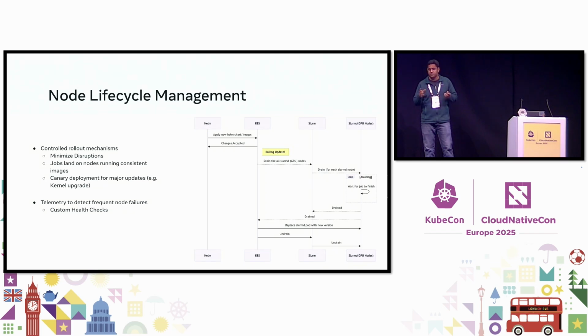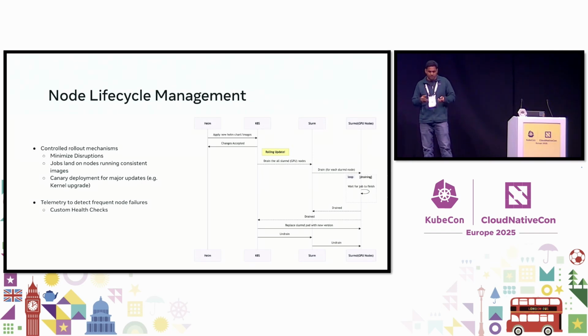drains all the nodes in the cluster. At that point, Slurm makes sure those nodes don't get any new jobs allocated, and it lets the existing jobs that are running on the node finish. Once the node finishes the existing job, it goes into the drain state, and then the Kubernetes controller replaces the Slurm pod with the new version, and then undrains it. Now that node becomes available again in the cluster to pick up the next workload.